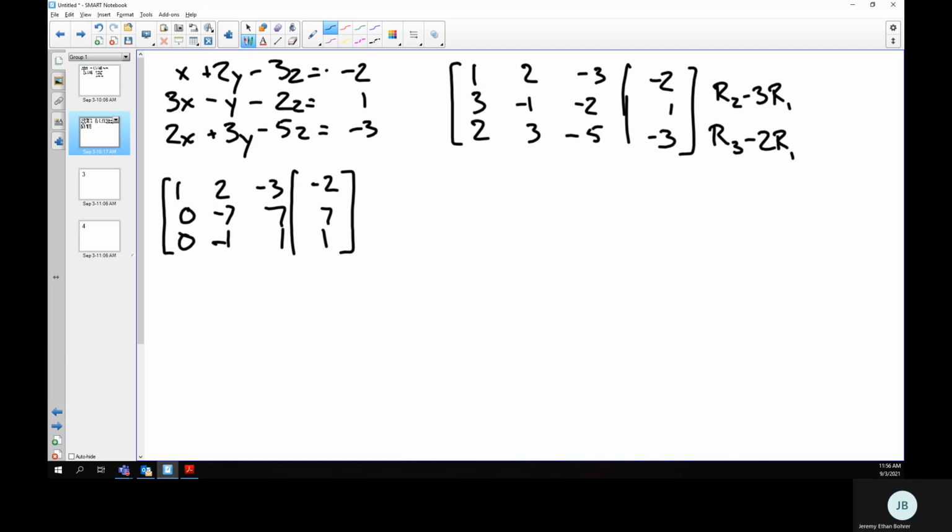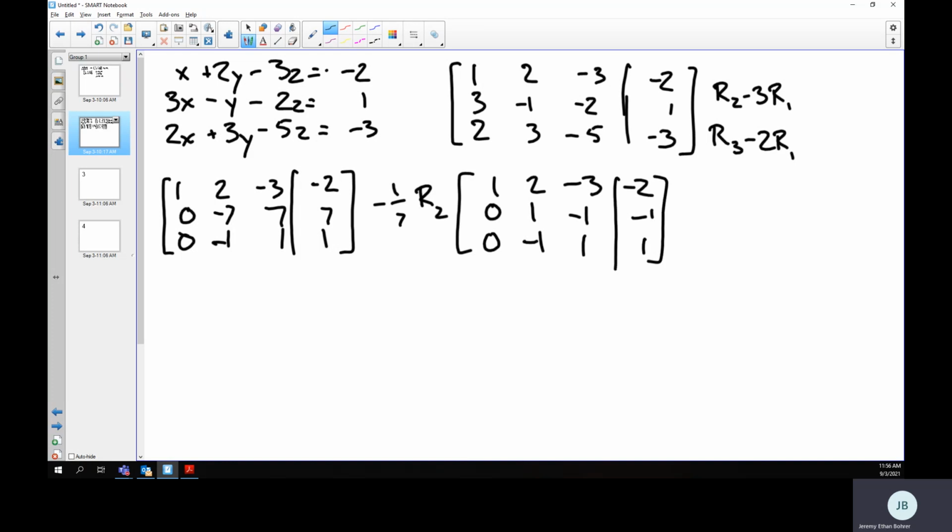Okay, well then. Now we're going to multiply row 2 by negative 1/7. Which will give us 1, 2, negative 3, negative 2. That stays the same. Everything there is a 7, so we want 1/7. 0, 1, negative 1, negative 1, and 0, negative 1, 1, 1. Great. We're in good shape there.